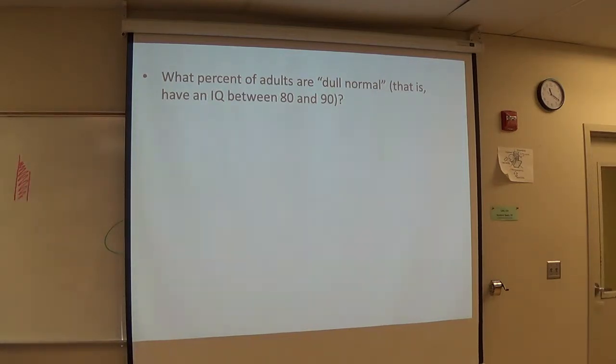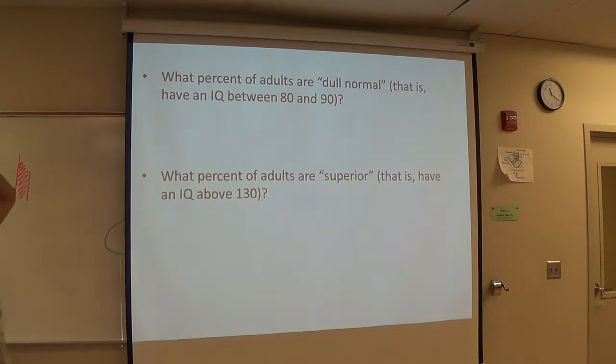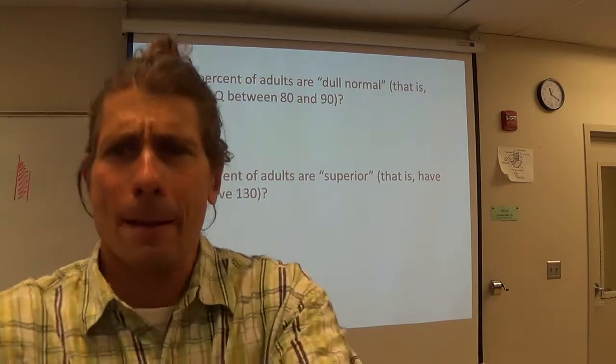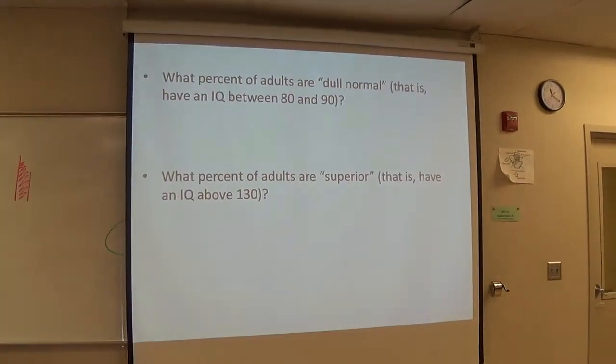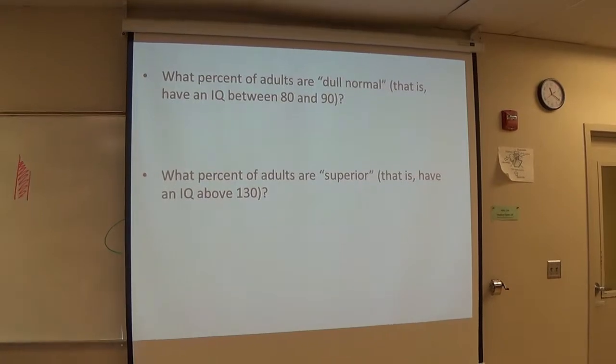So let's keep going. Here's another range. Superior. Superior is an IQ above 130. An IQ above 130. Is that Mensa? Is it Mensa? I think I have Mensa for the next one, believe it or not. Kelly, I think. Yep. We'll get to that one next.